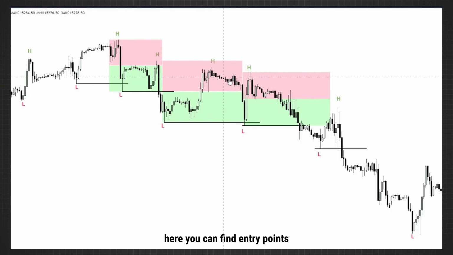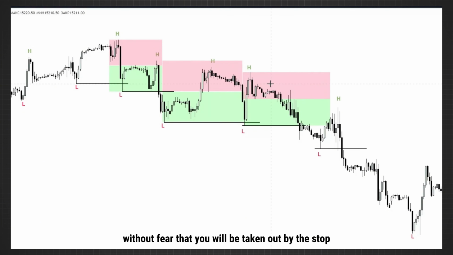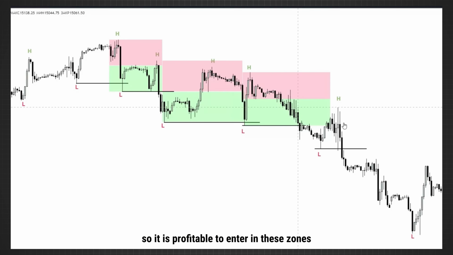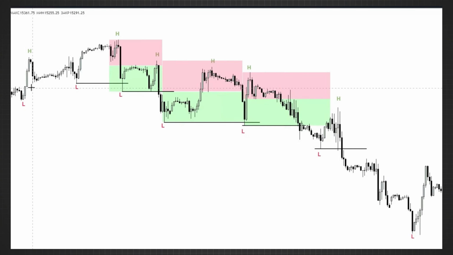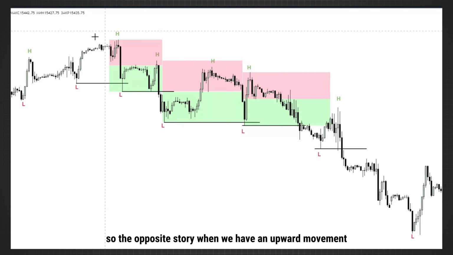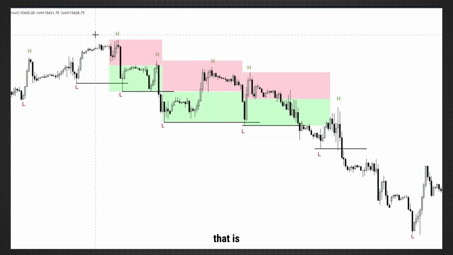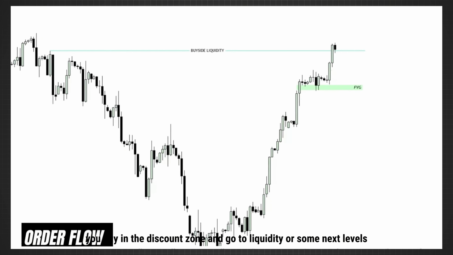Here you can find entry points without fear that you will be taken out by the stop. That is, the probability that you will be taken out is very low, and the probability that the movement will be impulsive is very high. So it is profitable to enter in these zones, especially when we have a downward movement. So the opposite story, when we have an upward movement, that is, you buy in the discount zone and go to liquidity or some next levels.